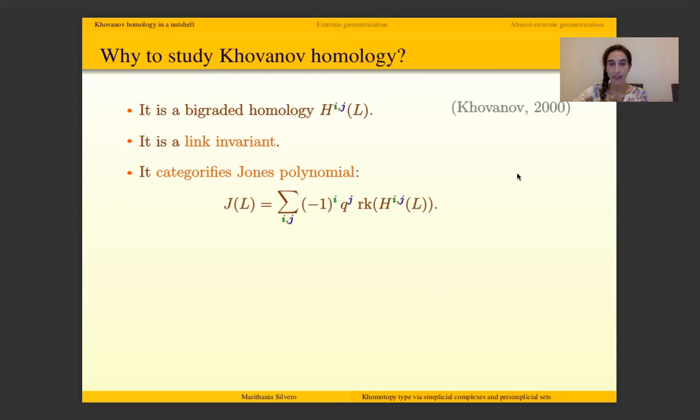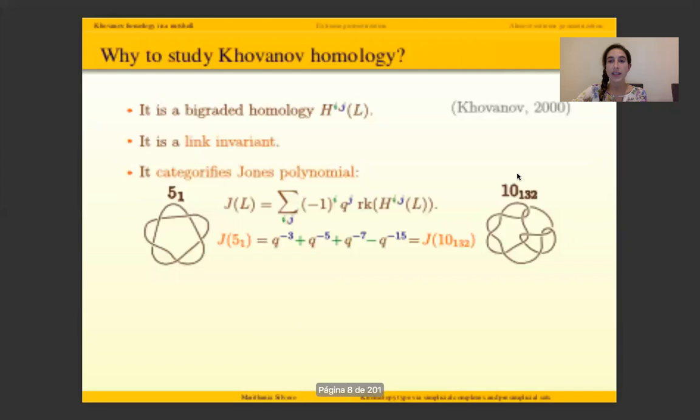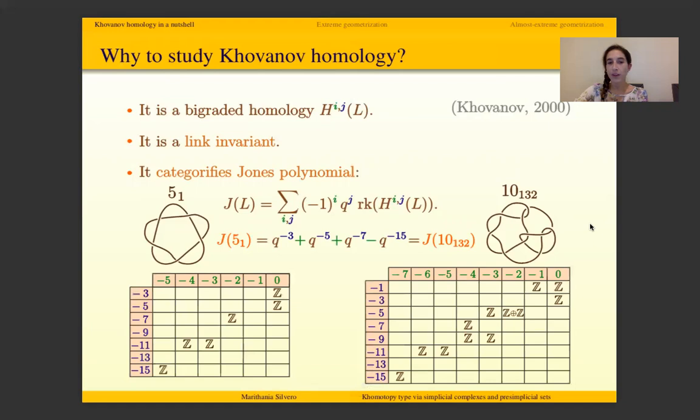For example, here we have two knots. And if we compute the Jones polynomial, this is taken from Knot Atlas, the Jones polynomial is the one you can see here. But if we compute the Khovanov homology tables, they are quite different. They are like that, okay?